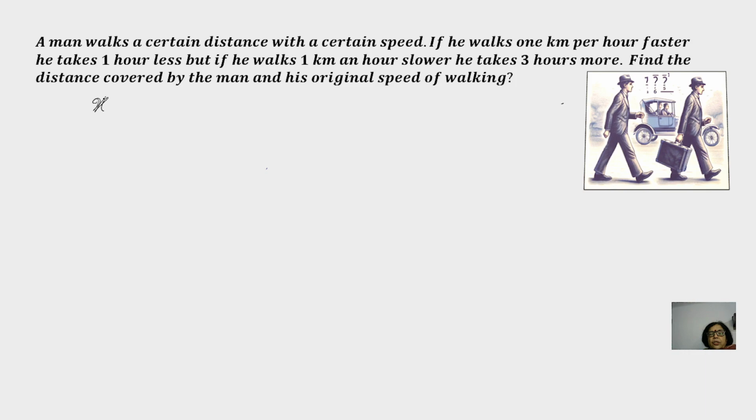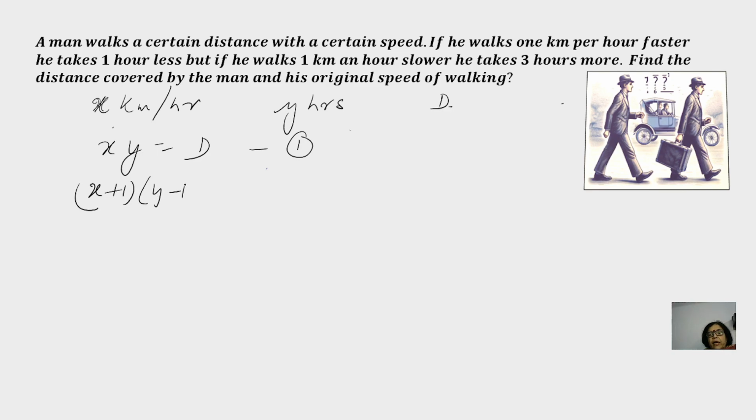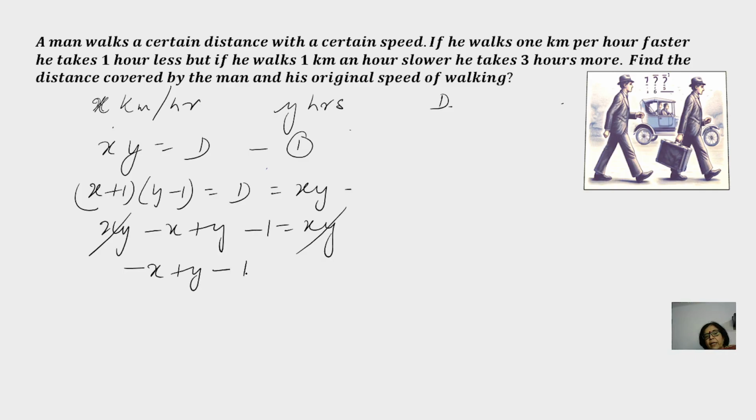Supposing he starts his journey at an original speed of x kilometers per hour, and supposing he takes y hours to complete the entire distance that he has to travel, say it is d. So the speed into time, that is x into y, will be equal to d. This will be the first relation. Second, if he walks 1 kilometer per hour faster, he takes 1 hour less. Obvious. If we are moving at a higher speed, the time will be lesser. So if he travels at 1 kilometer per hour faster, he is taking 1 hour lesser. So this is the distance, that is xy. So if you simplify this, you get xy minus x plus y minus 1 is equal to xy. Eliminate xy, so we are left with minus x plus y minus 1 is 0.